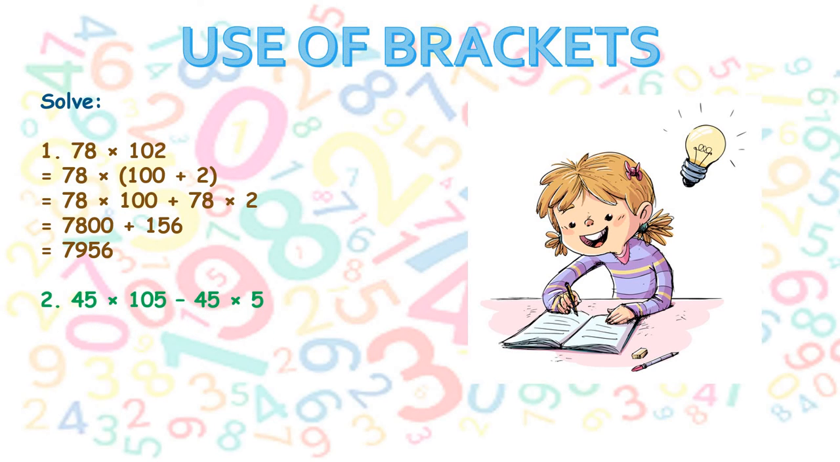Now we can use it another way around also. 45 into 105 minus 45 into 5. You see that two products are there and they are getting subtracted, and you see that in both the products 45 is there. So what we do, we take 45 common and put the remaining numbers inside the bracket. So 105 minus 5. So it will become 45 into 100. So it will be 4500. So easy it is, no? So this is the use of brackets in both ways.